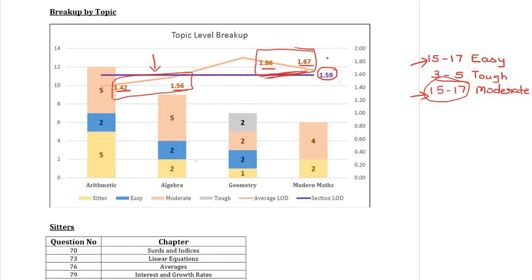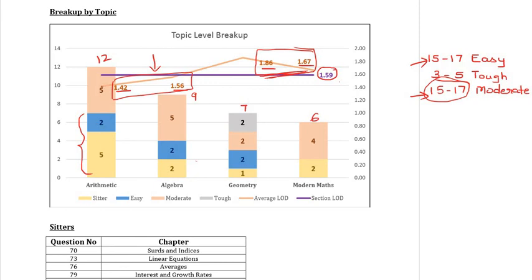Let's have a look at each area individually. You can see that arithmetic had the maximum questions at 12, followed by algebra at 9, then geometry at 7, and finally modern math at 6. Within this, we can see that arithmetic had 7 questions out of 12, that's more than half, which were either sitters or easy. So here when I look at this, at least half of these questions were eminently doable.